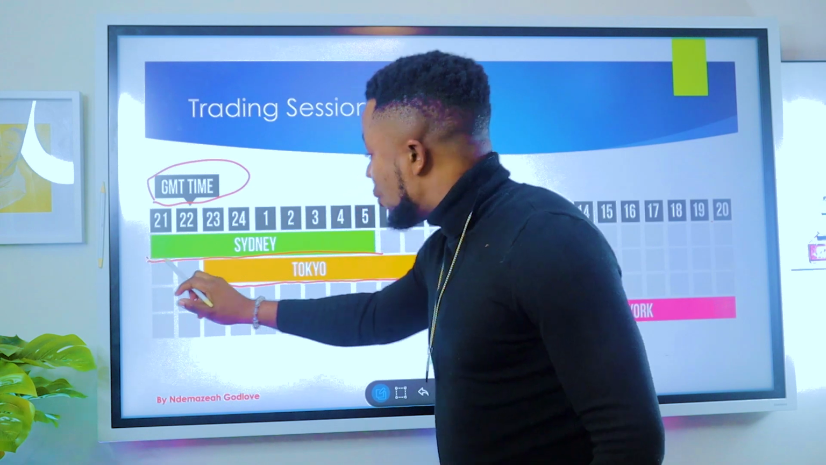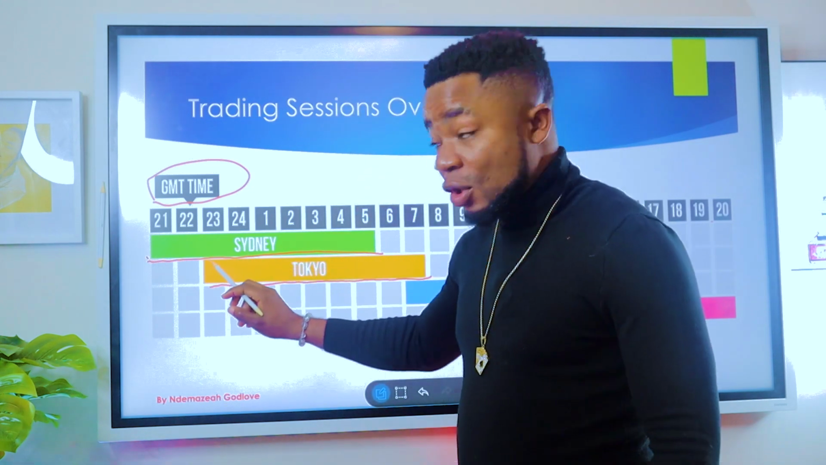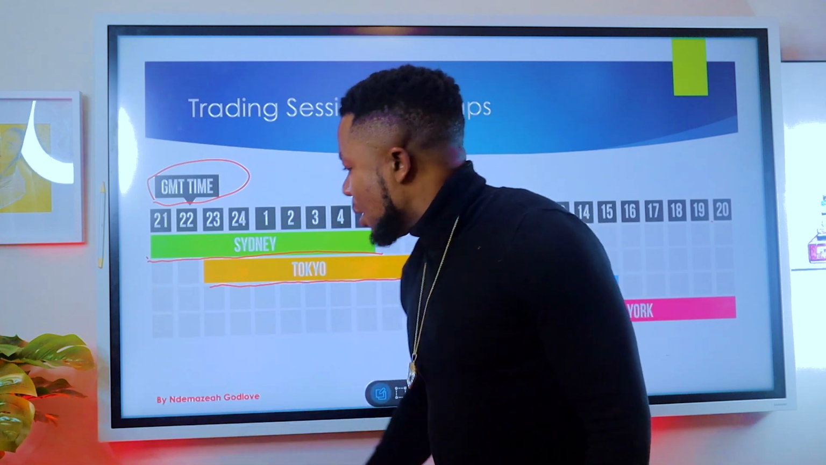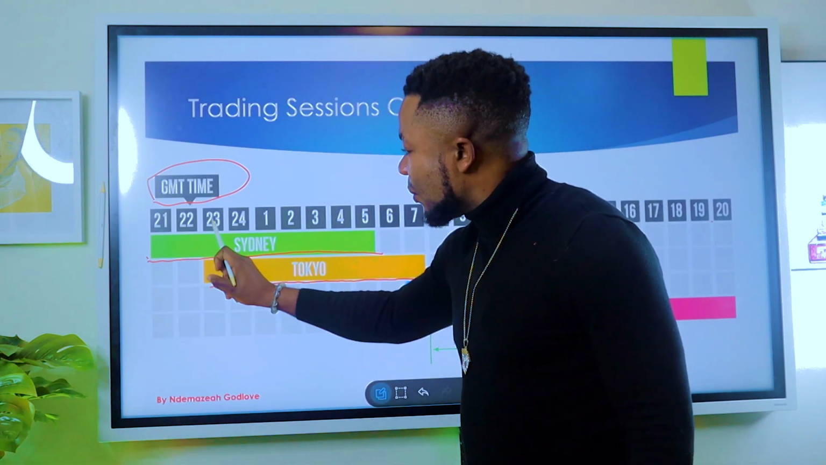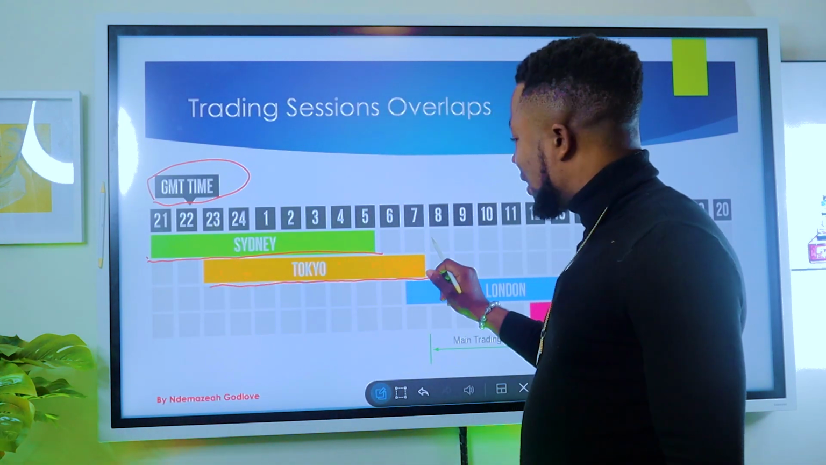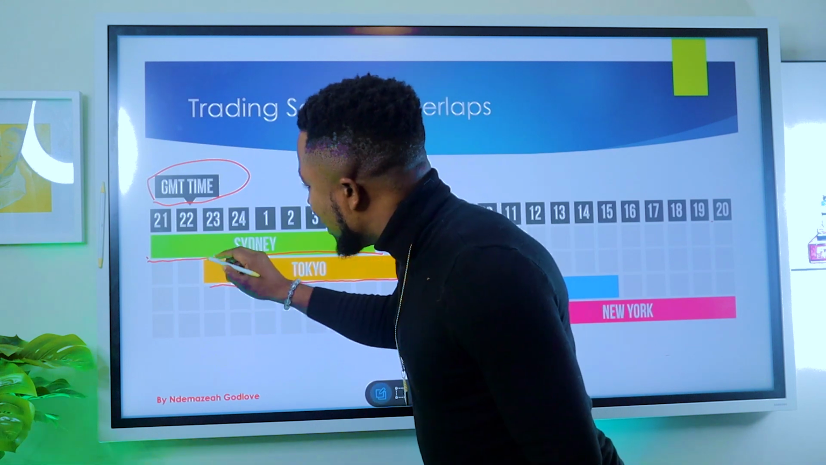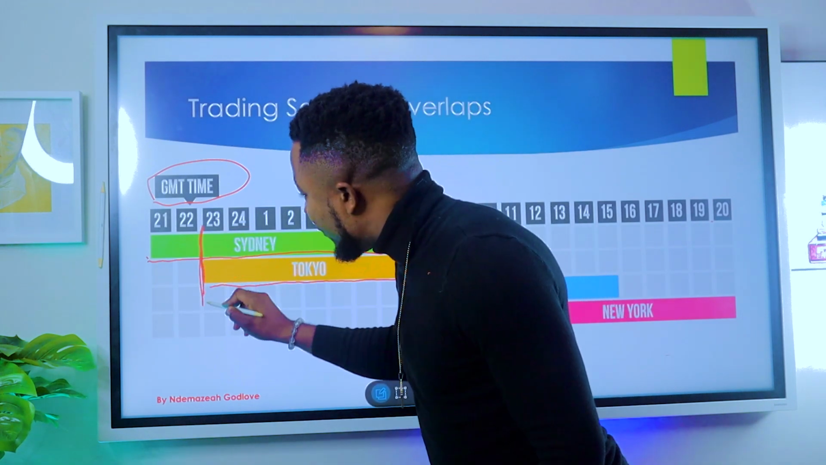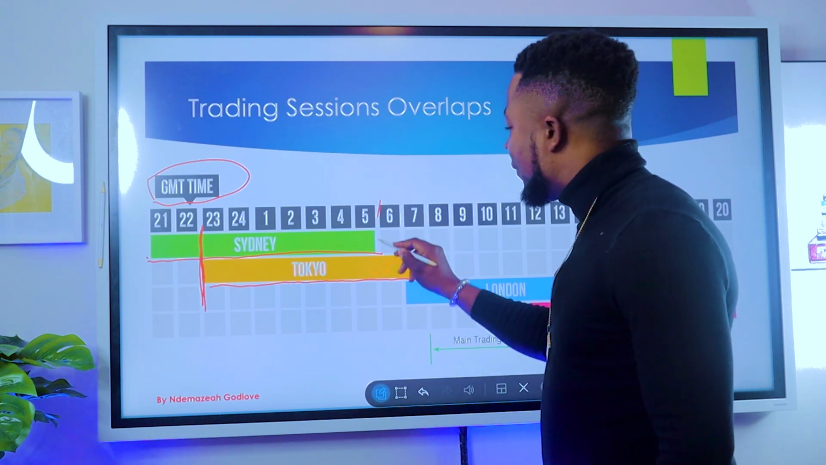You can see from year to year, the Sydney market was open, right? From 21 o'clock to 5 a.m. The Sydney market was open. And the Tokyo market was open from 23 o'clock to 7 a.m. And in between, you can see here, you can see here from 23 o'clock to 5 a.m.